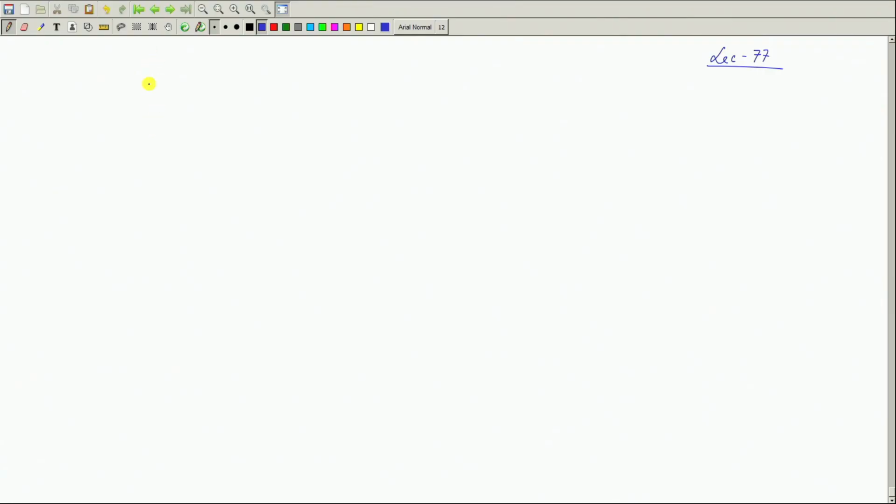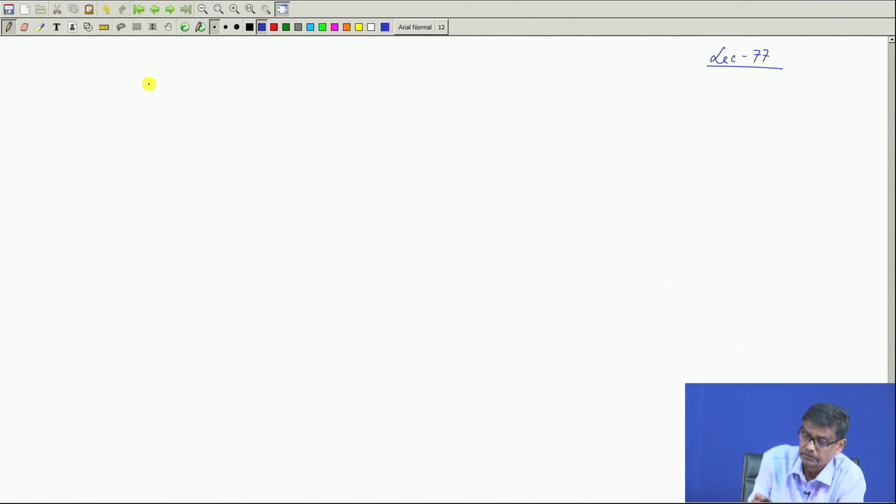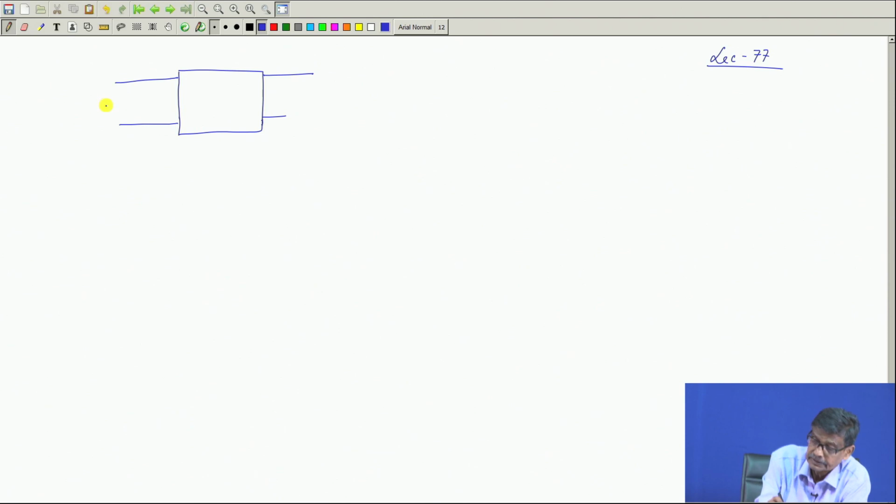So, we were discussing series connections. Similarly, you can connect networks in parallel also. For example, if you have a two port network like this, this is, suppose, V 1, this is I 1, and this is V 2, and this is I 2. These are two port networks.